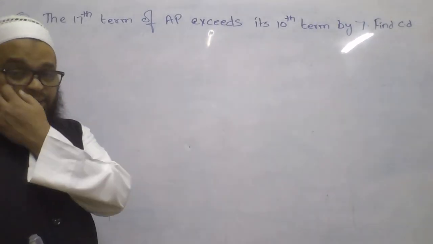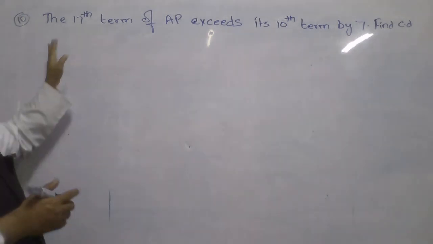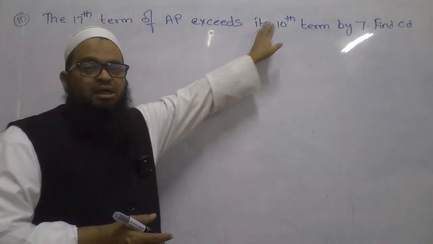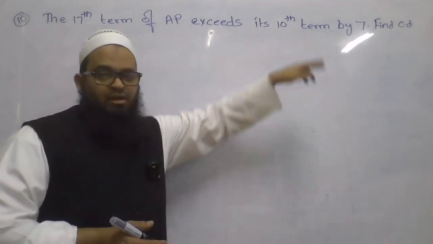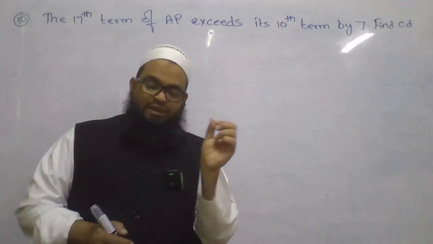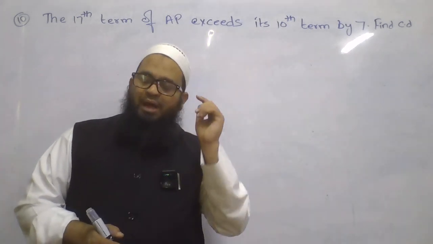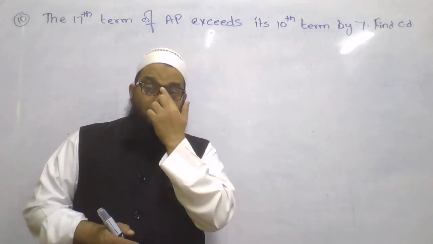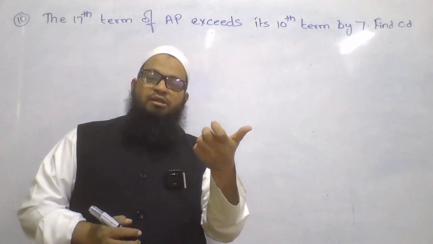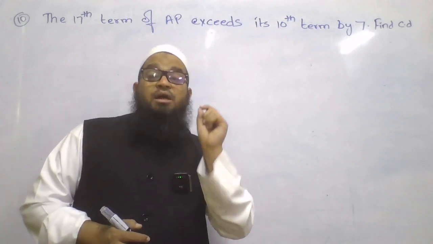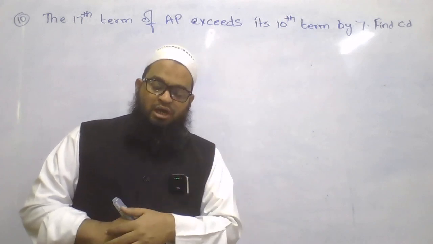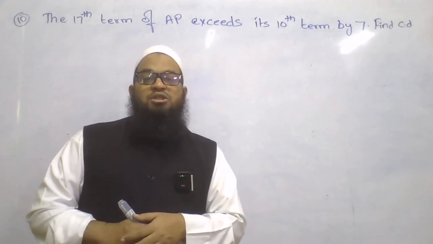So yeah, coming to the 10th question. The 17th term of an AP exceeds its 10th term by 7. Find the common difference. See, if I tell you what the given data is, the problem everyone can do. You understood? Even the one having only the formula can do it. But you have to get what is given in terms of mathematics. Okay, that means numericals, not statements.